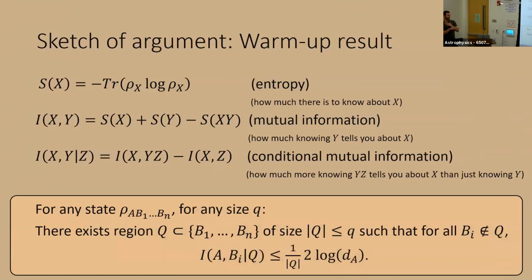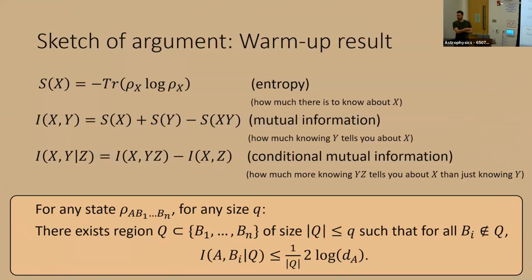So with those definitions, here's the sort of equivalent statement that we're going to prove for states instead. And it's that whenever you have, so now it's just a theorem about states, and it says whenever you have a state on A and then many subsystems B1 to Bn, there's some region Q, which you can think again of as the blanket of A. And this region Q is going to be such that we have this conditional mutual information being small.